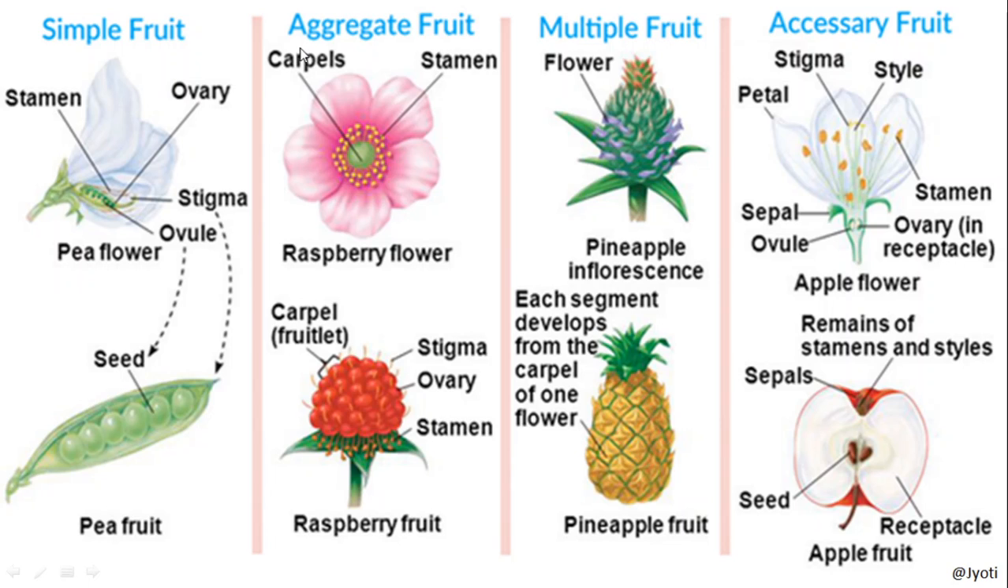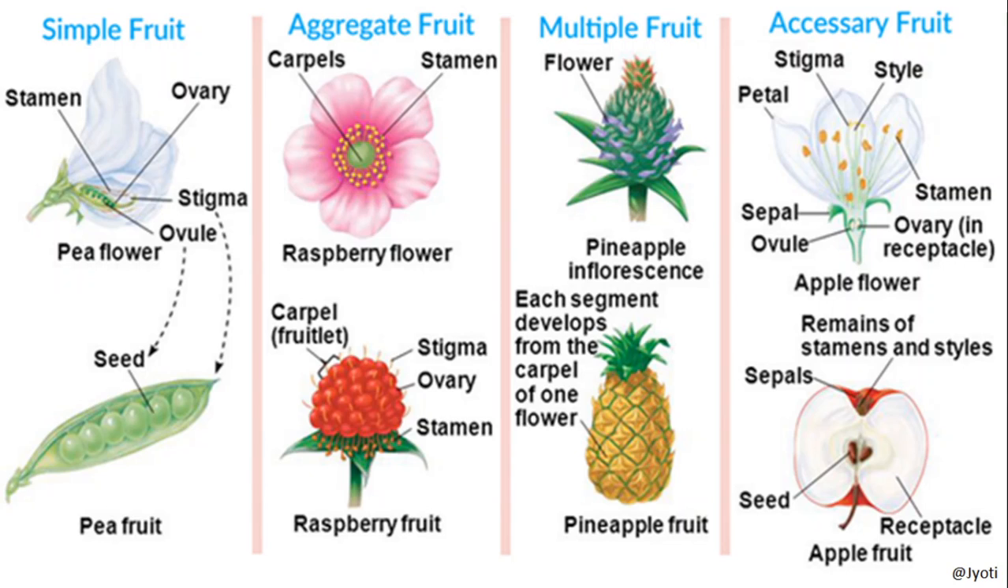Then come to aggregate fruit. Here you can see in this flower many pistils are there, many carpels are there. This is multicarpellary, but these carpels are all fused. That means the ovary has many chambers. So when this ovary develops into a fruit, it gives a structure like this. Here you can see this is the structure of raspberry, where it looks as if it is an aggregation of a number of fruits.